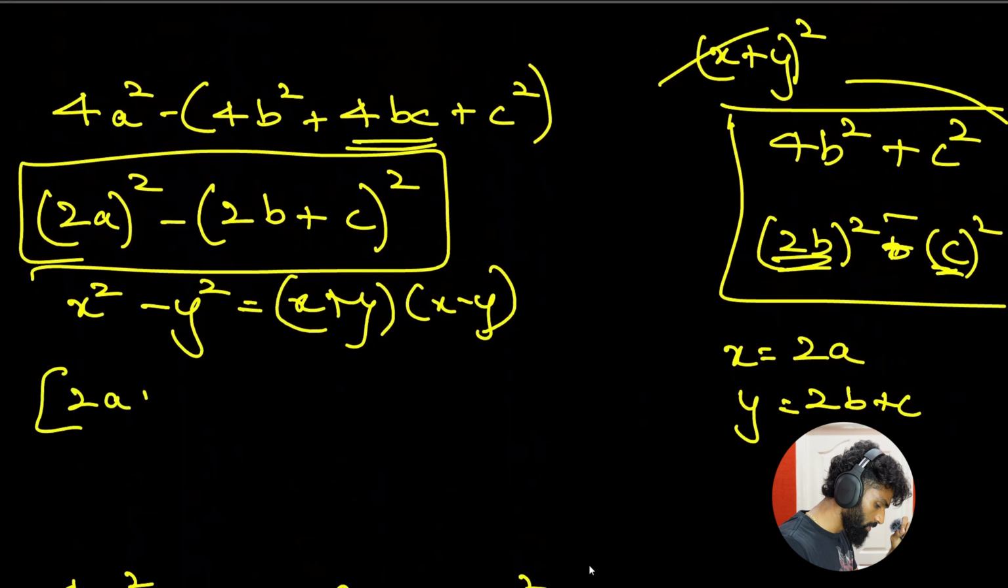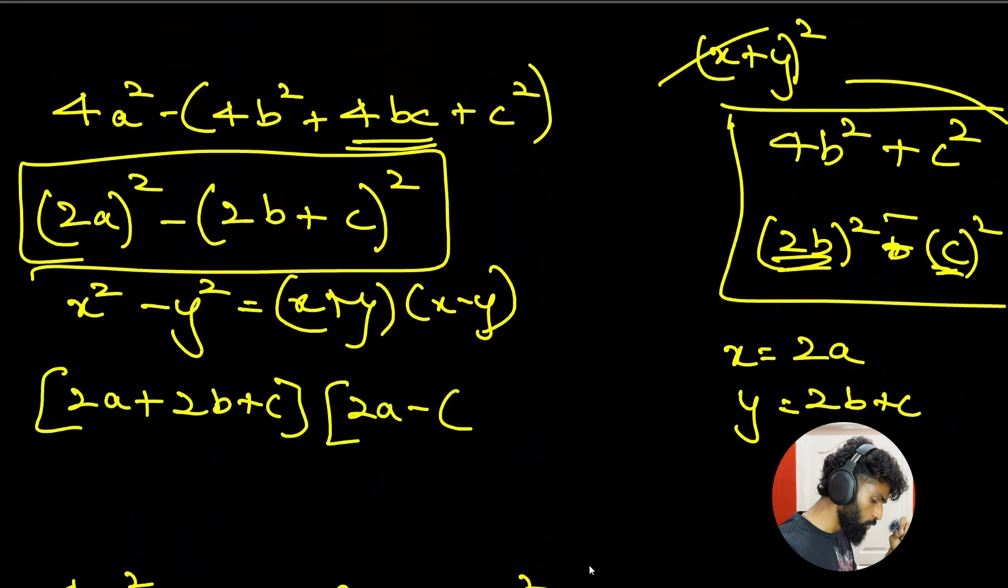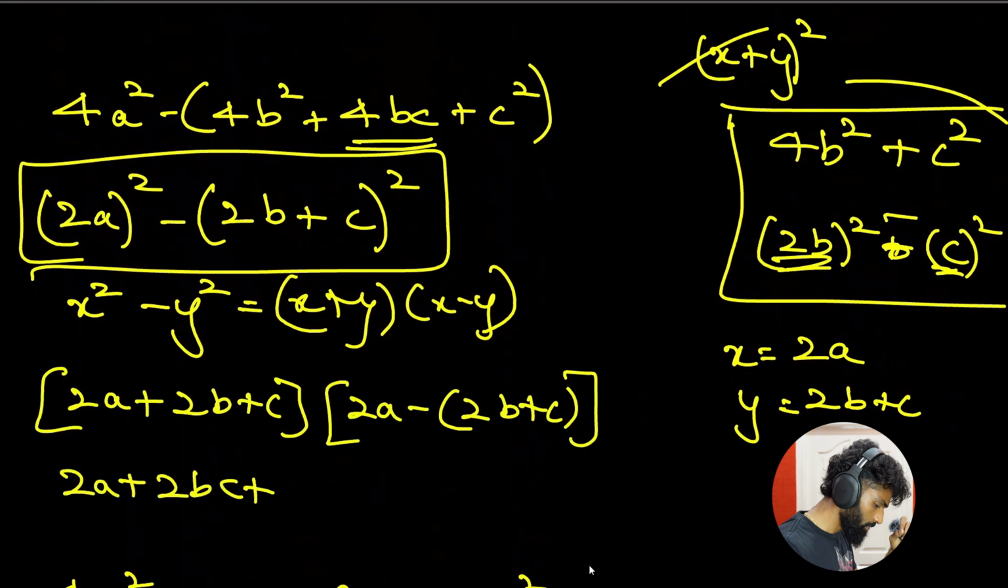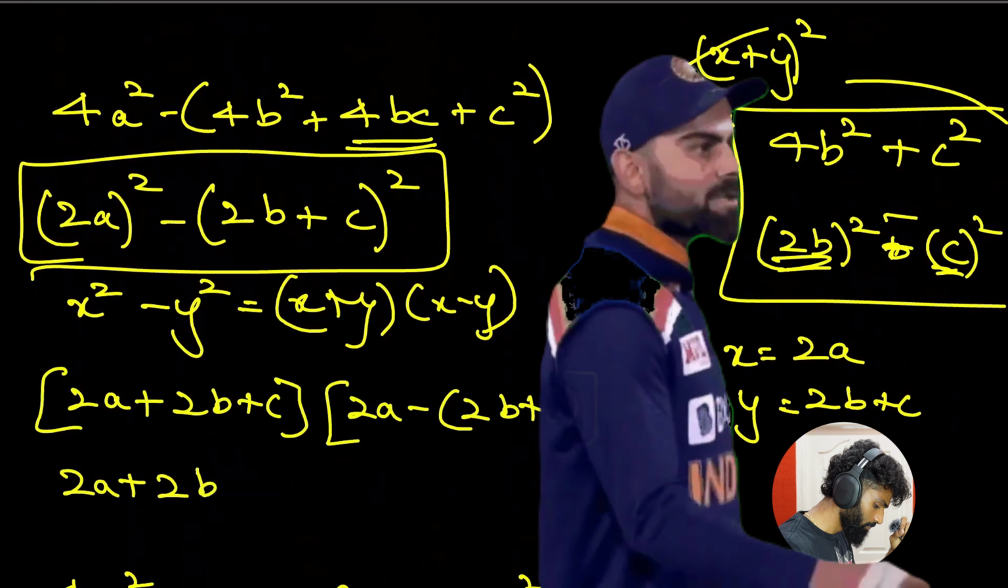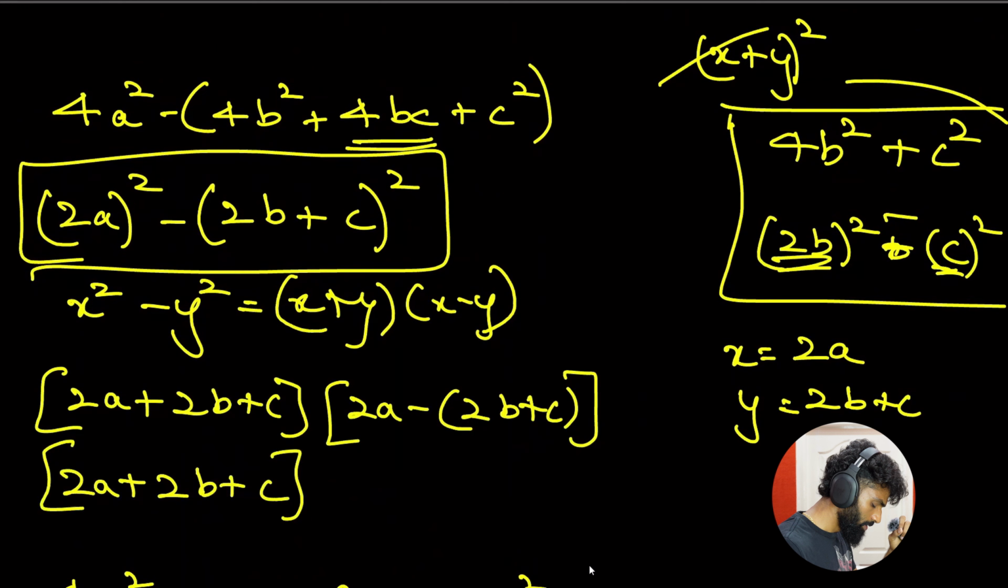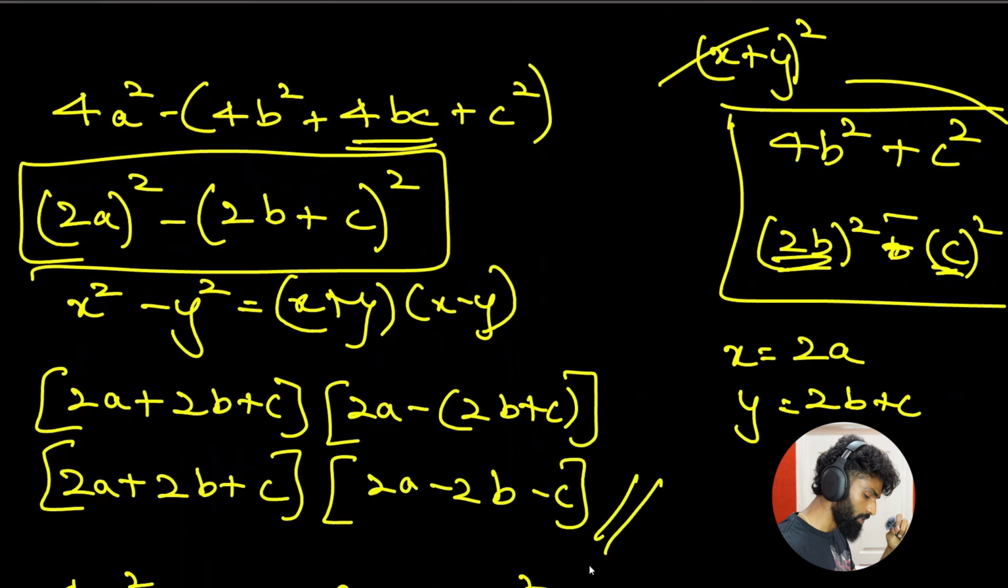x is 2a, y is 2b plus c. Wherever there's a minus, I tend to use a bracket because you might go wrong. 2b plus c, close brackets. Now 2a plus 2b plus c. Oh, my bad. Again, I wrote bc. Here, 2a minus 2b minus c. This is my answer. Try using the hint and try to get the answers for the next parts, the next questions. Got that? That's how it works.